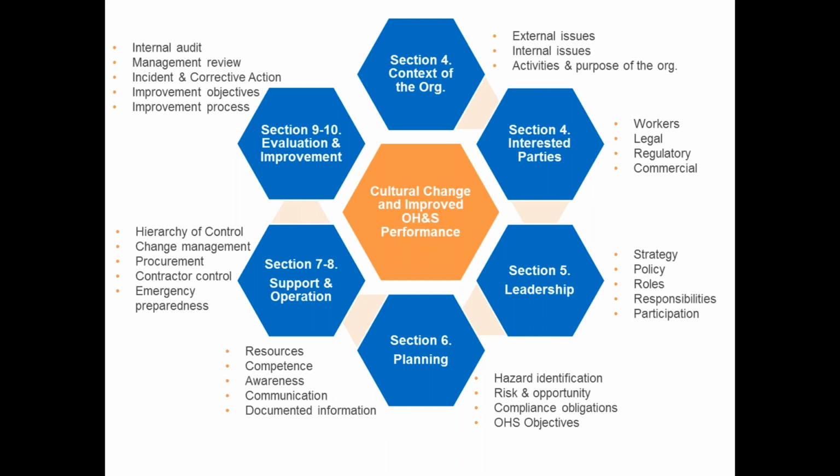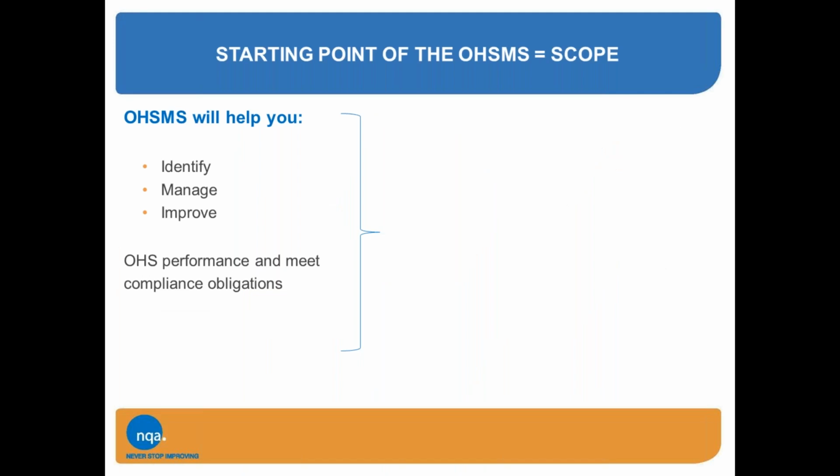In sections 9 and 10 of the standard, we're looking at internal audit, management review, incident and corrective actions, improvement objectives, and process improvement overall. So continual improvement should be a natural output from the systematic activity.